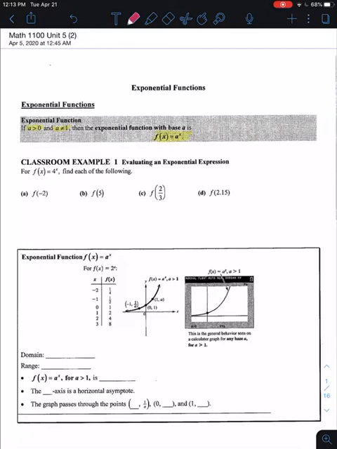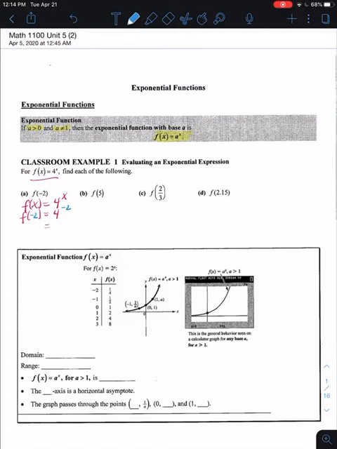All right, so start with the first example. We're just evaluating an exponential expression. They tell us that f of x equals 4 to the x, and they want us to find the following function values. So to find f of negative 2, I have f of x equals 4 to the x power. In place of x, everywhere I see an x, I'm going to replace the x with negative 2. Then I want to simplify this right side.